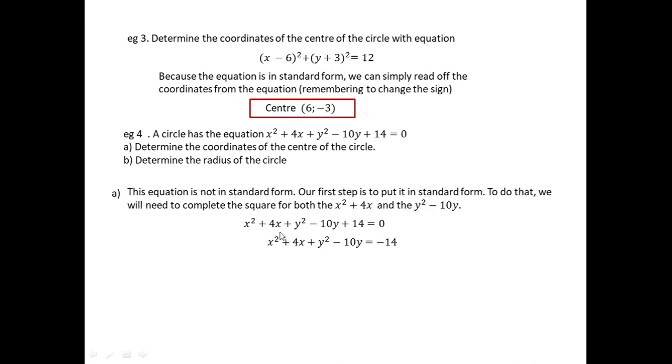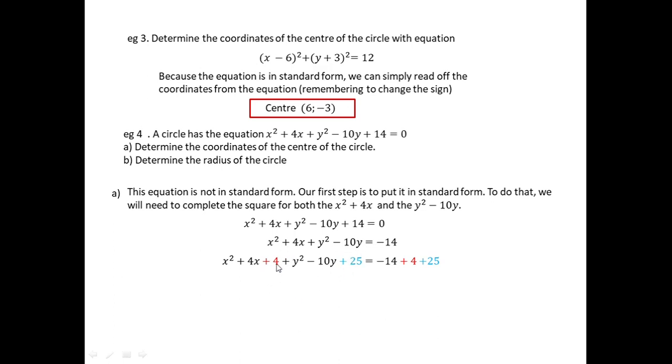Now, if you look at the x part, what number do I need to add here to create a perfect square trinomial? If you remember the method, I halve this number and then square it. So half of 4 is 2, 2 squared is 4. And for the y's, again, I halve the 10 and square it. Half of 10 is 5, squared is 25. So I need to add a 4 here to complete the square for the x's, and a 25 here to complete the square for the y's.